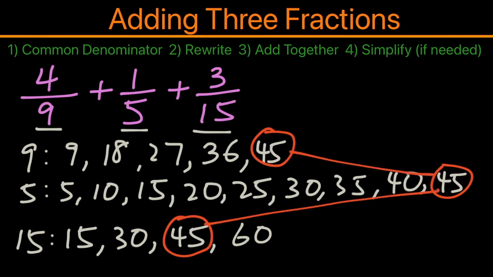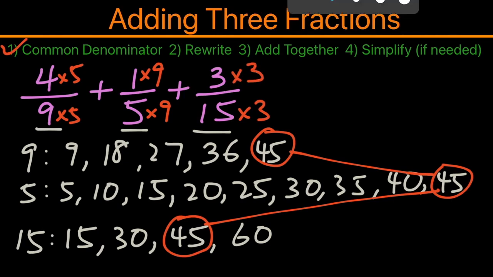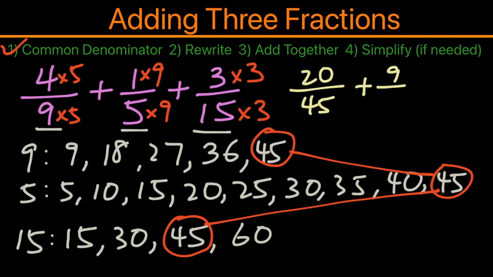And so we're going to do that again. Multiply the denominators so they are all the same. For 9, we need to times by 5. And the numerator by 5. For 5, we need to times by 9. The numerator as well. For 15, we need to times by 3. And the numerator by 3. Now to rewrite. So we have 4 times 5 is 20. 1 times 9 is 9. 3 times 3 is 9.